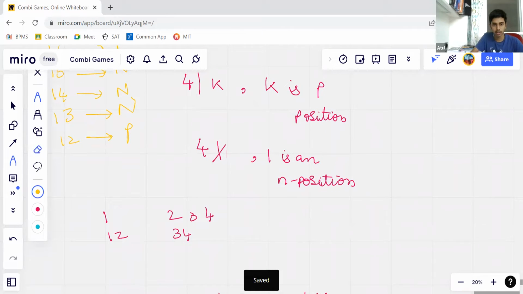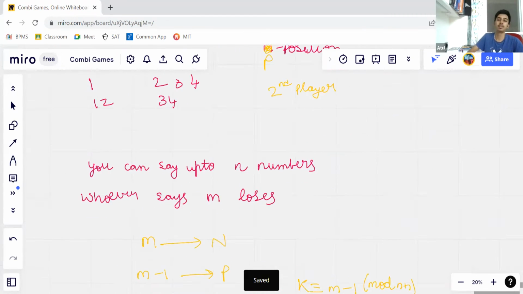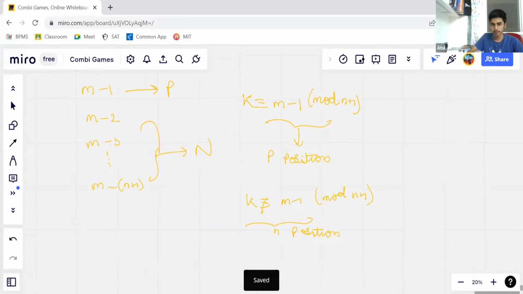Yes. So 4 does divide 0. So 0 is a P position. And the N player, the next player in this case, is the first player. So if it's a P position, it means the second player has a winning strategy. Everything else is the exact same, I just messed up some definition.